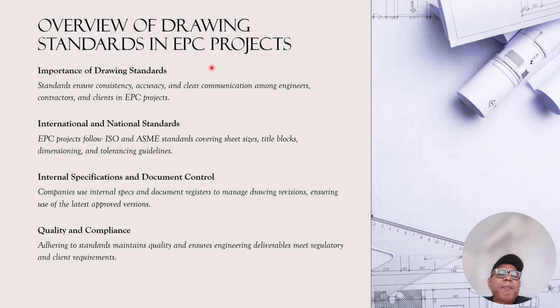Overview of drafting standards in EPC projects. Impact of drafting standards: standards ensure the consistency, accuracy, and clear communication among engineering, contractor, and client in EPC. International and national standards, such as ISO and ASME, cover the sheet size, title block, dimensions, and tolerance guides. Internal specification and document control: companies use internal specs and a document register to manage the drawing revisions, ensuring the use of the latest approved version. Quality and compliance: adhering to the standards maintains quality and ensures the deliverables meet the regulations and client requirements.